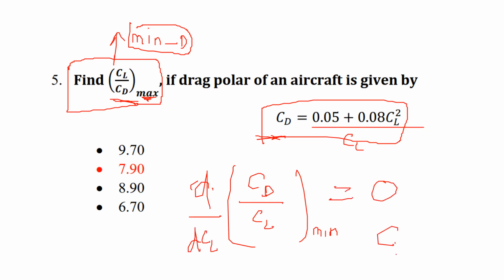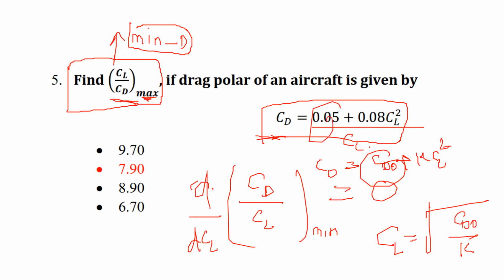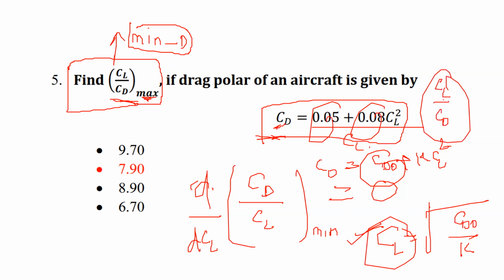You will be able to solve for CL, and that will most probably be the square root of CD naught by K for this expression, if it's written like this: CD equals CD naught plus K CL square. So your CD naught is this number, K is this number. It will probably come out as this. Once you know CL, you can find out CD, and as a result, you know the CL by CD. Yeah, Achilles has written the right answer. Let us move ahead.